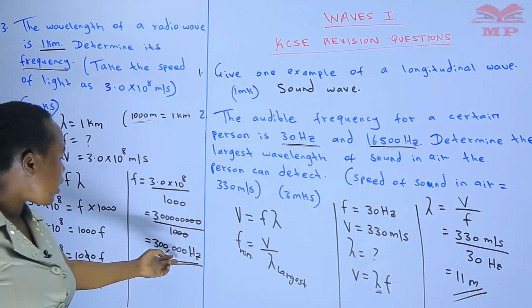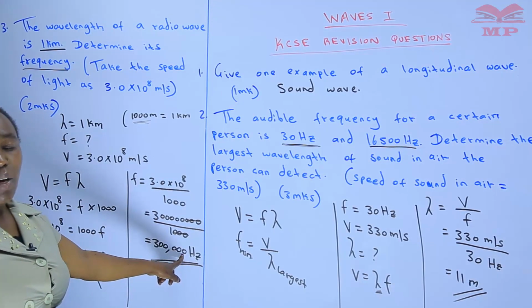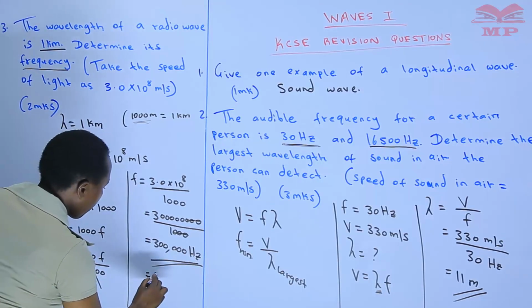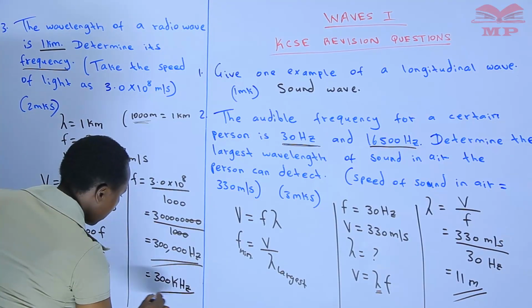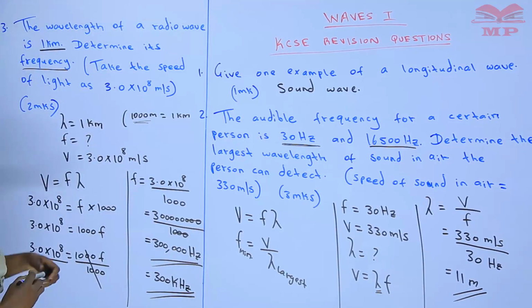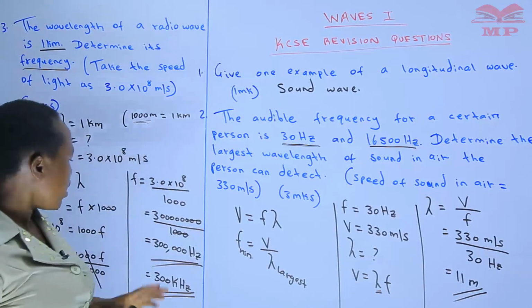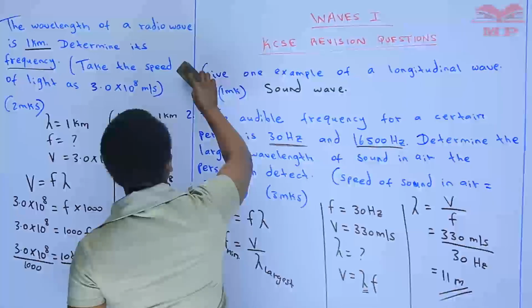If we want to change it into kilohertz, we can divide it by 1,000 because 1,000 hertz make 1 kilohertz, and therefore we end up getting 300 kilohertz. So that will be the frequency of the radio wave. So that is it. We can move on to our next question, number 4.